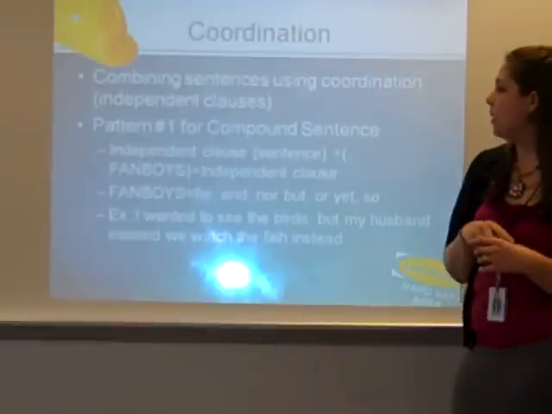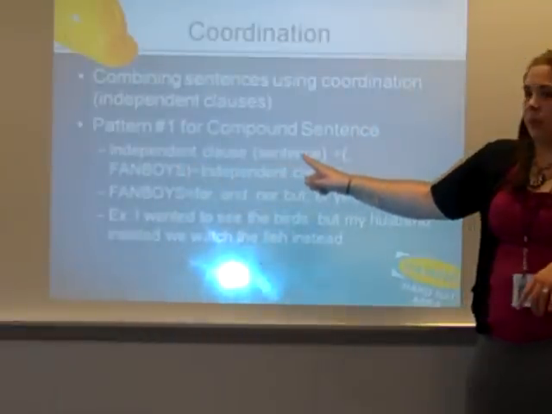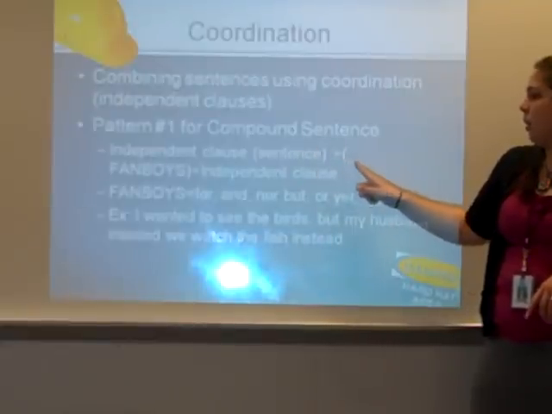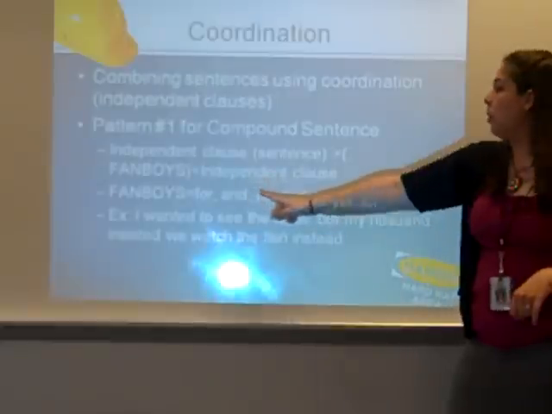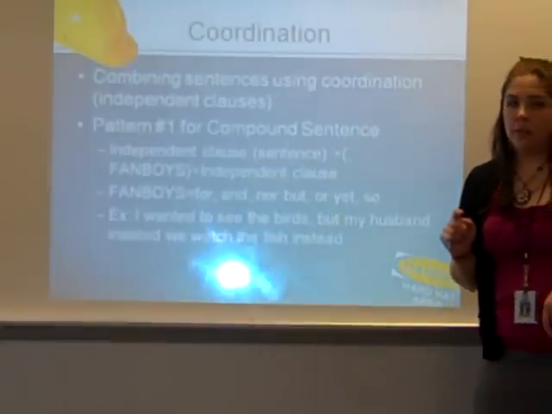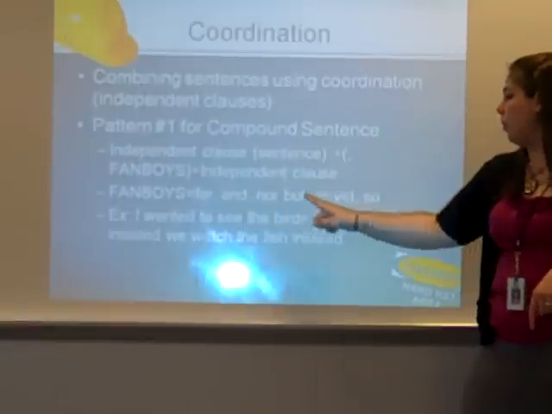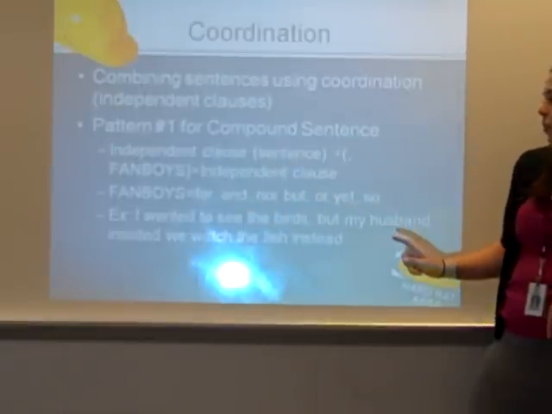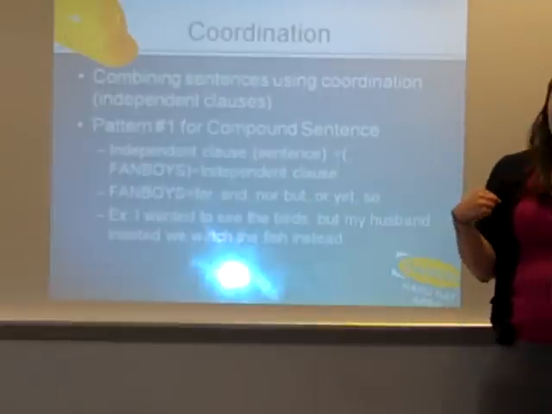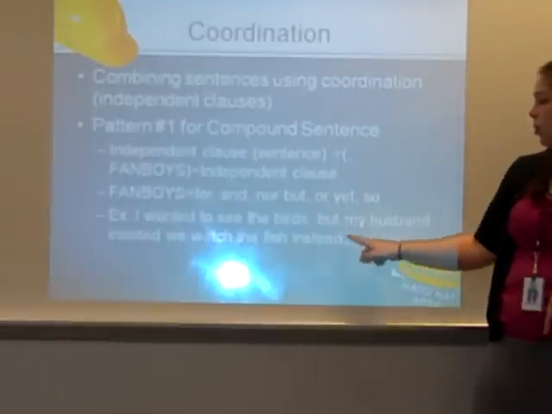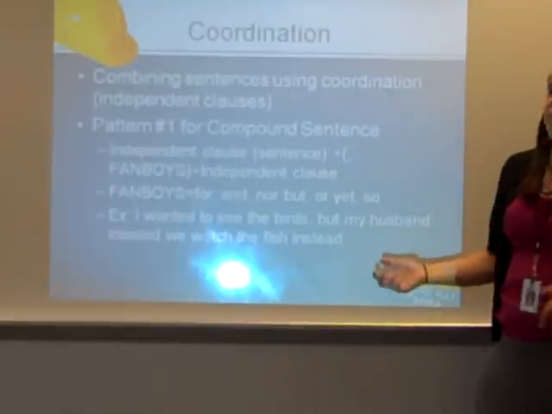Pattern number 1 for compound sentences. You have an independent clause, complete sentence, plus a comma and a FANBOY, we talked about those earlier, plus another independent clause. FANBOYS, reminder: for, and, nor, but, or, yet, so. So your example: I wanted to see the birds, comma, conjunction word, but my husband insisted we watch the fish instead.